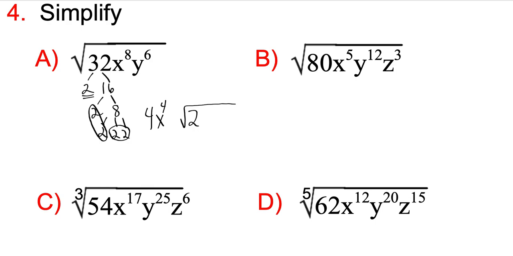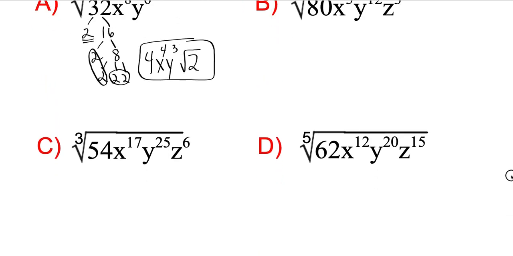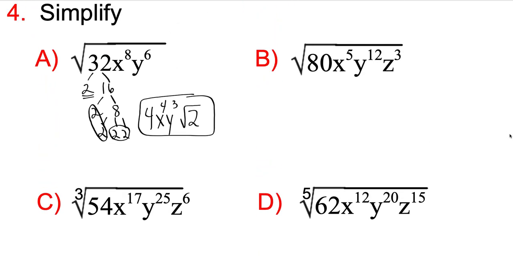And how many groups of 2 can I get from the 6? That's going to be 3 nice groups. And I have that. Okay? So factor tree the number and then divide the variables. All right? So pause the video, work through these 3, and then come back and then see how you did.